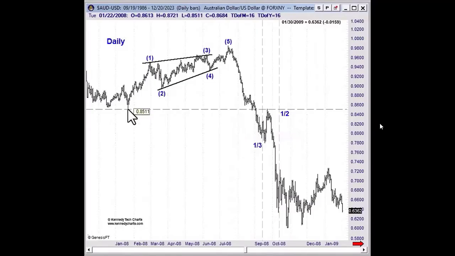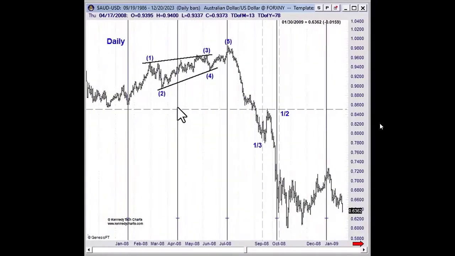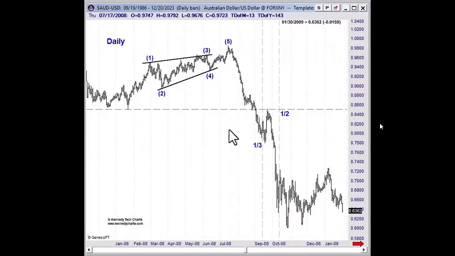Okay, now this is the Aussie dollar ending diagonal that I showed you yesterday. It began here back in January of 2008 on 1 up, 2 down, 3, 4, and 5. It has the right shape, it has the right substructure. Now, what we then do is we take the time, the duration. So I'm just going to use my cycle tool here, and I'm going to divide the pattern into 1/2 and then into thirds. Because what that does is it gives me, again, a guideline on when I can expect the culmination or the full retracement of the pattern to actually occur.